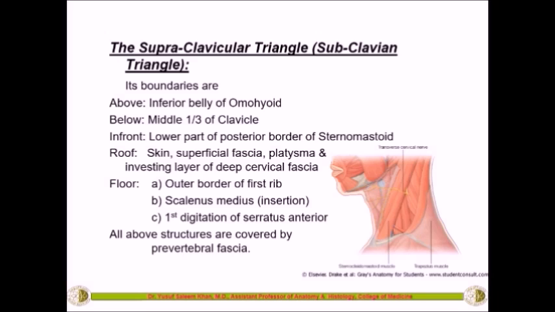Coming to the roof, just like all other triangles, this is covered by the skin, superficial fascia, the platysma muscle, and the investing layer of deep cervical fascia, which you have already seen. All these superficial structures form the roof. The floor is formed by the outer border of the first rib, which is deep inside this triangle, the scalenus medius, as well as the first digitation of the serratus anterior.